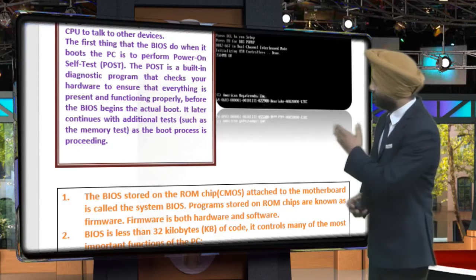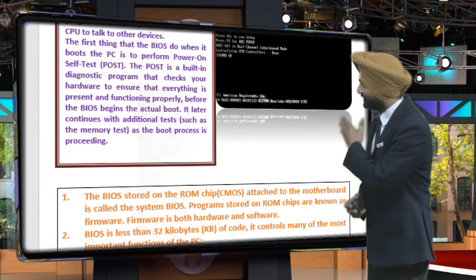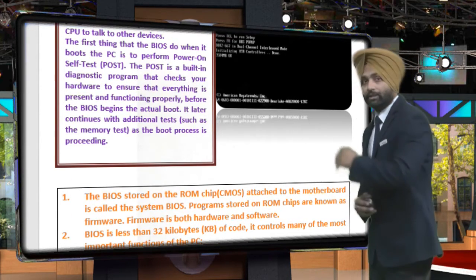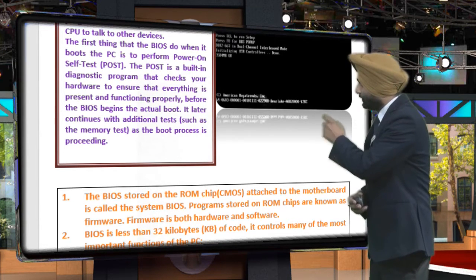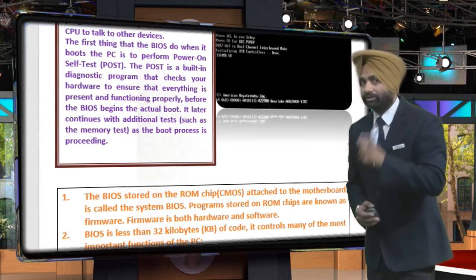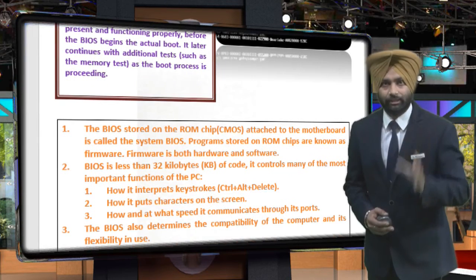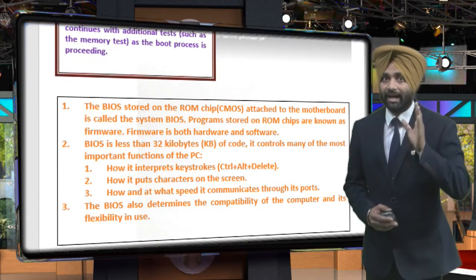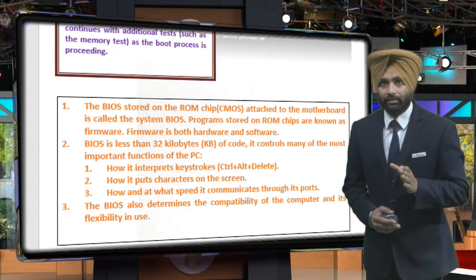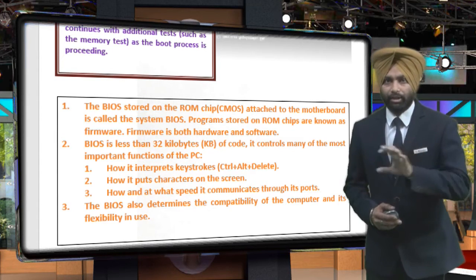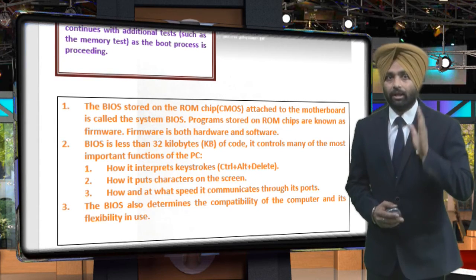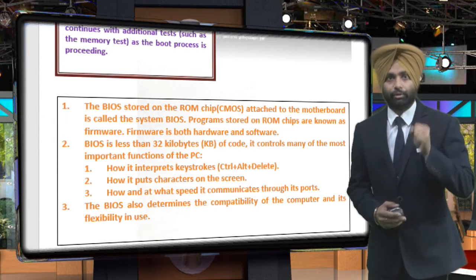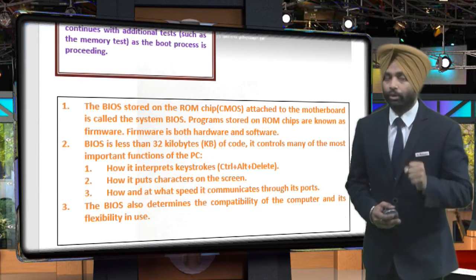BIOS resides in the complementary metal oxide semiconductor, CMOS. See, look here. It's written CMOS, complementary metal oxide semiconductor. What is CMOS? CMOS is actually a hardware chip that holds BIOS. What is the nature of BIOS? BIOS is read-only memory. BIOS has the nature of a ROM, read-only memory.